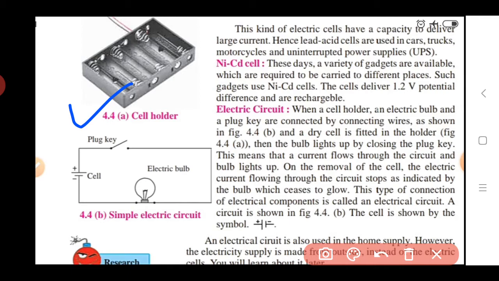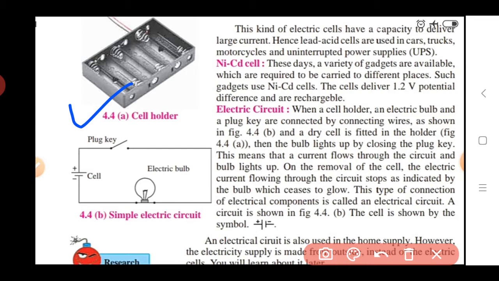So when a cell holder, an electric bulb and a plug key are connected by connecting wires as shown in the figure 4.4b, and a dry cell is fitted in the holder, then the bulb lights up by closing the plug key. This means that a current flows through the circuit and the bulb lights up. On the removal of the cell, the electric current flowing through the circuit stops, as indicated by the bulb which ceases to glow. Ceases means it gets switched off. The bulb does not glow when we remove the electric cell from this cell holder.